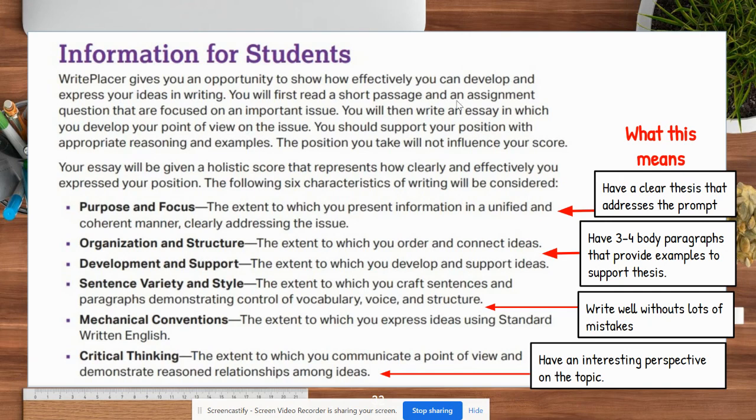Okay, this is the information they give to the students. This is apparently how the computer algorithm grades the essay on those factors. And I translate it for the student. When they say purpose and focus, what does it mean? You want to have a clear thesis that addresses the prompt. Organization, structure, development, and support happens if you have 3 to 4 body paragraphs that provide examples of support. Mechanical convention, sentence variety, and style means you try to write well and try not to have a lot of mistakes. Critical thinking is having an interesting perspective on the topic. I don't know how the computer tests for that, but that is beyond me.